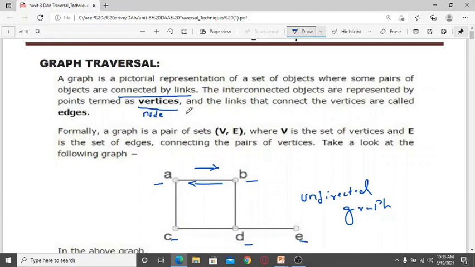In the graph you need to say vertices, and the links that connect the vertices are called edges. These two things are very important in the graph. First one is vertices, A, B, C, D, E. Edges means whatever link is connected from A to B, that is called an edge. And what is this A, B? This is called vertice.